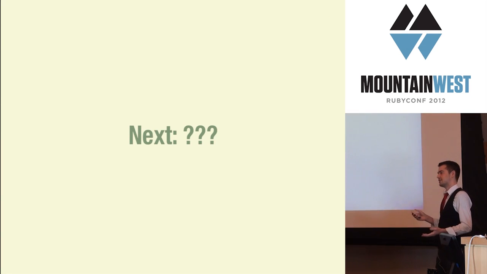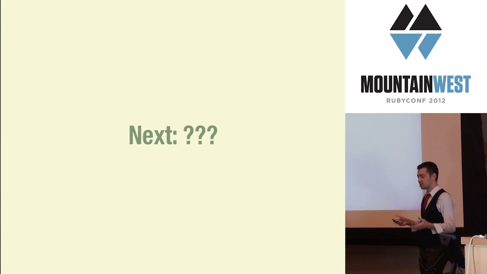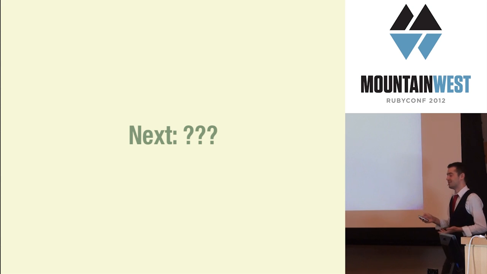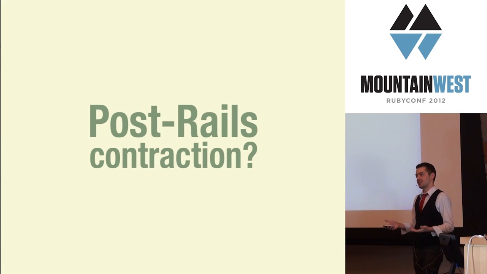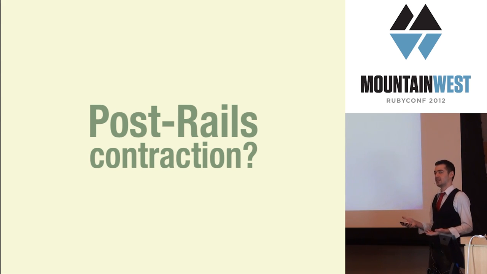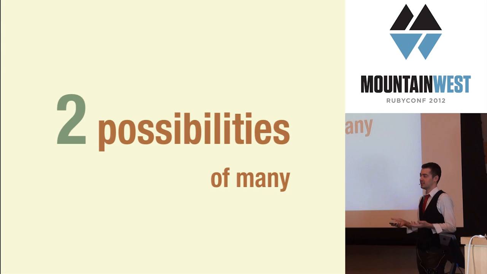What is going to happen next? What is the next thing that's going to happen? Rails only gives you two buckets to put code in, controller, model. We've tried both. Neither of them worked very well. So what are we going to do? What will the post-Rails contraction be that will actually lead to us designing good systems? I'm going to present you two possibilities that I can imagine happening of many.